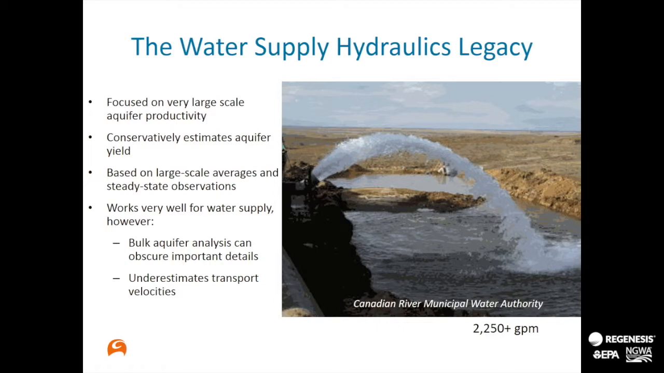So water supply hydraulics and the modeling that supports it, including MODFLOW, systematically understate the productivity and transport velocities in aquifers. So the problem is that being conservative for water supply is the exact opposite of being conservative for remedial work and for contaminant tracking. Because if we take a model that is understating productivity and transport of the aquifers, we're going to understate transport processes ourselves. So we have to be very cautious.